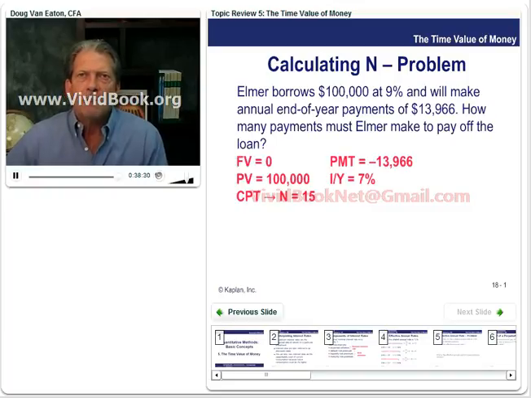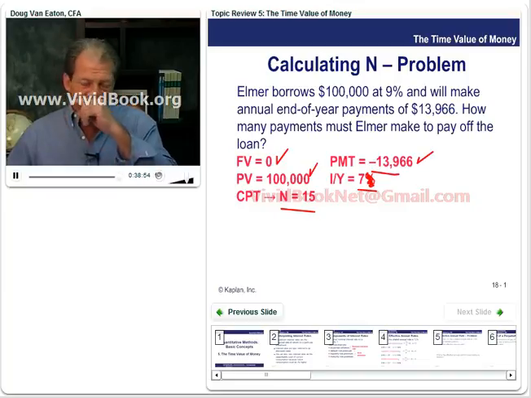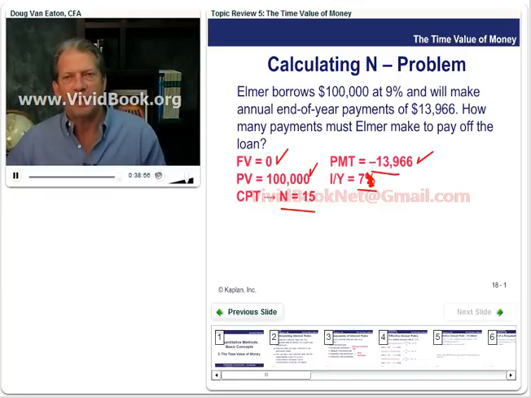So, what is the future value? Future value is 0. Present value is $100,000. He's going to borrow that. He's going to make these payments, so they have to have the opposite sign of the present value. The interest rate we're going to use is 7%, so we remember we put that in as 7 as a whole number. And then we just compute N equals 15. So if he makes 15 payments, he will just have paid off that loan if the interest rate is 7%.